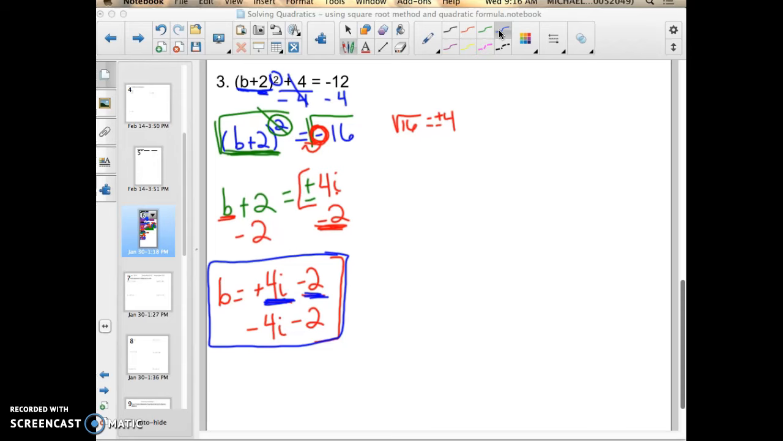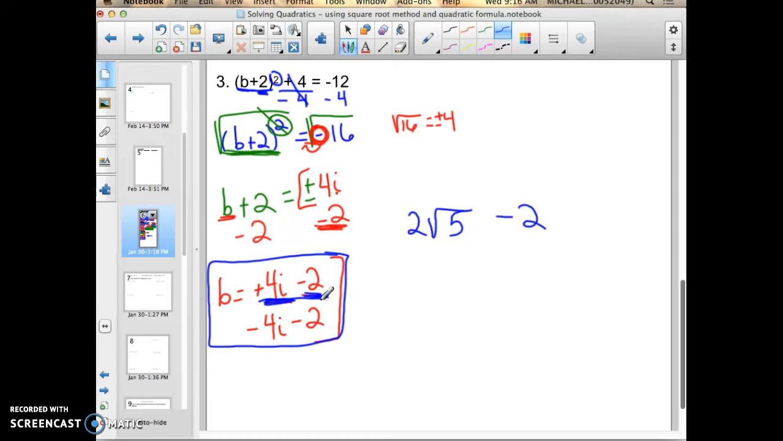I know it looks different, but these are numbers, this 4i minus 2 and the negative 4i minus 2, and they can't be combined. So if you ever encounter a situation where you do all this math and you're left with something like 2 times the square root of 5, and you have to subtract 2 from it, same thing. You can't combine this negative 2 with this number. This number is an irrational number. This is a real number, so they can't be combined. So you have to leave it as 2 root 5 minus 2.